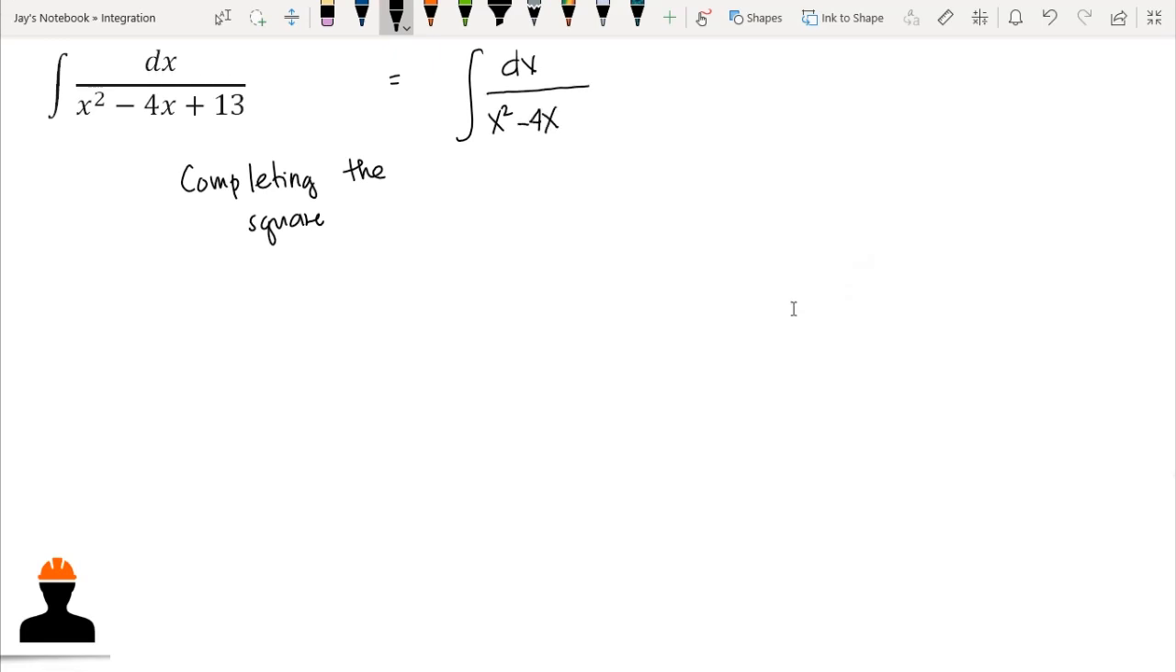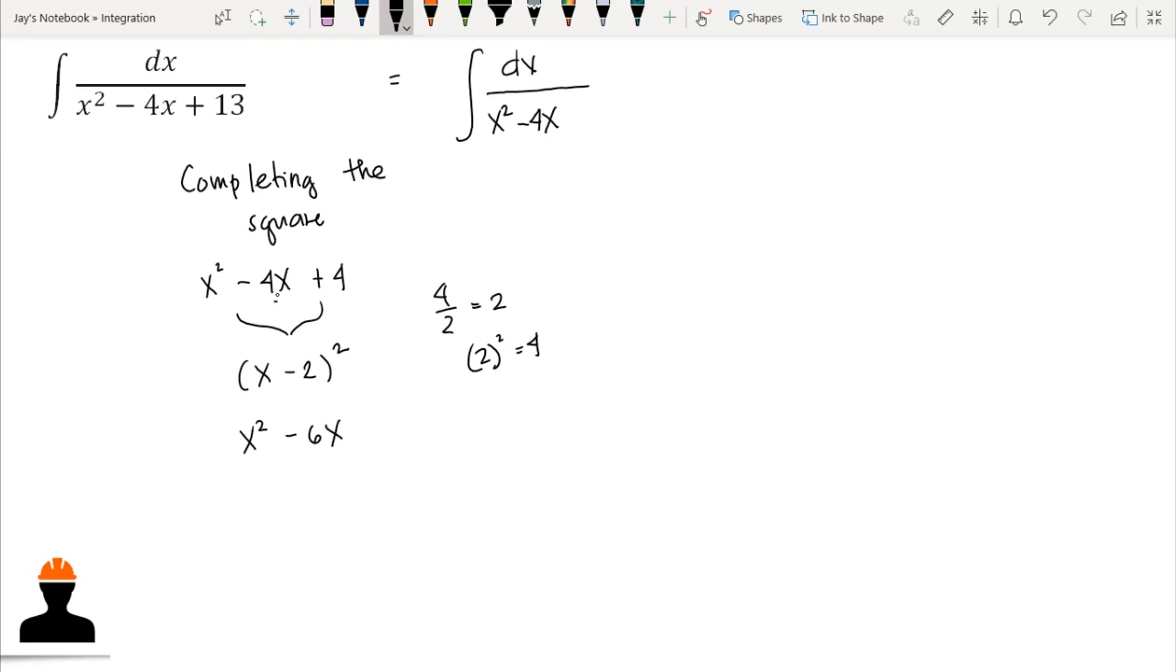Now take note, what number should we add here so that we can create a square of binomial? We have x squared minus 4x, so if we add 4 to that, we can change this into x minus 2 squared. How? I just divide 4 by 2, the answer is 2, then squared, that is 4. The same as with x squared minus, let's say, 6x.